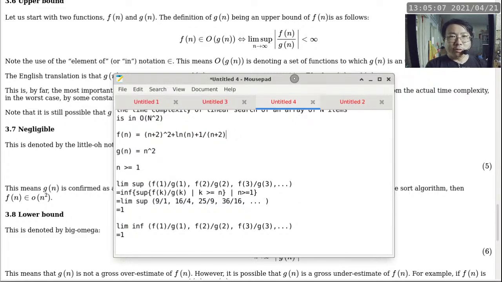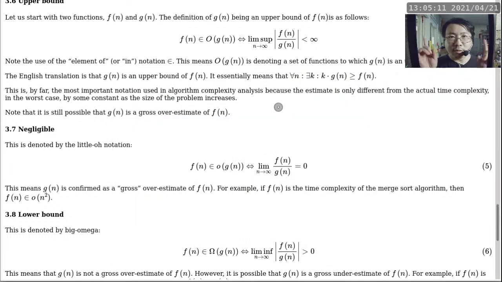So tight bound is what we want. In other words, f of n. Okay, so let's take a step back. What does f of n typically look like? f of n is what we don't want to actually figure out.